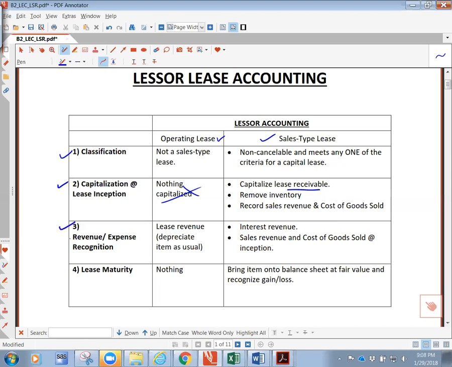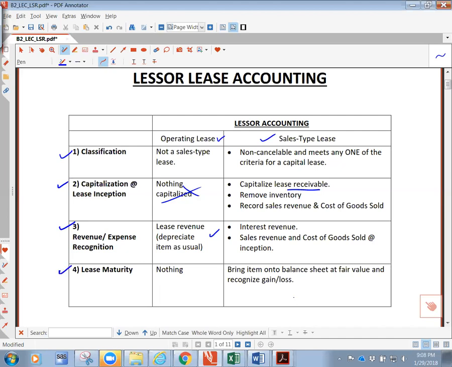And the third part is revenue and expense recognition. After the initial recognition, you will have to recognize interest revenue, and that'll be on the effective interest method. Over here, you're just going to have lease revenue. It's like rent. You get paid rent, and you recognize the rent revenue as the credit.